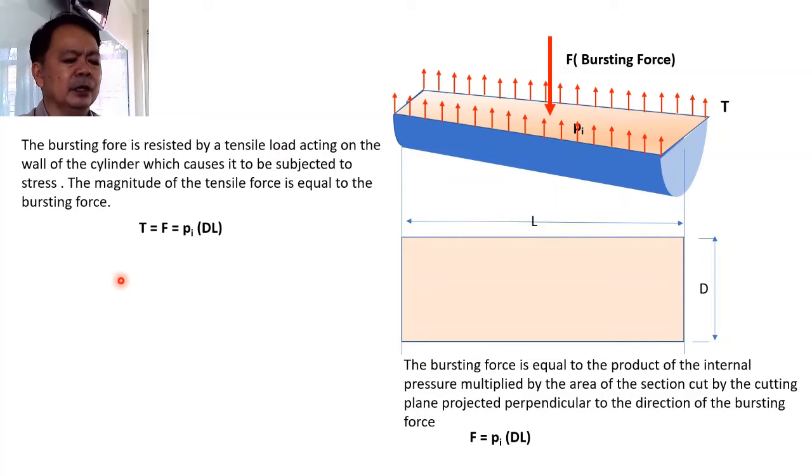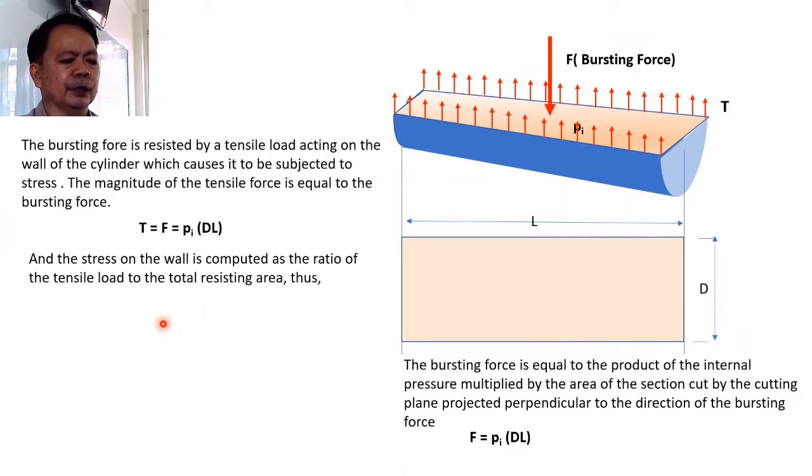And so we have T equal to the bursting force, and that bursting force is equal to the pressure inside multiplied by the diameter and the length of the vessel. Therefore, T will be equal to P times D times L. And if we are to compute the stress that this T is causing upon the wall, then it will be computed as the ratio of the tensile load to the resisting area. Thus, the stress will be equal to the ratio of the tensile load over the resisting area.